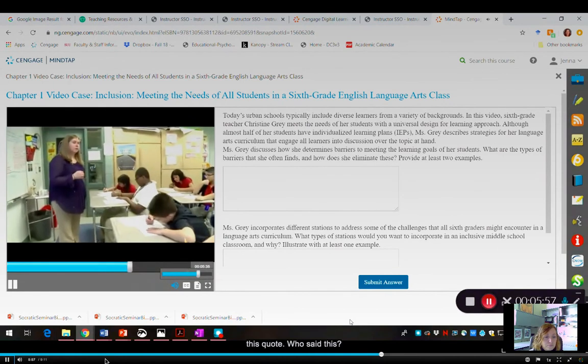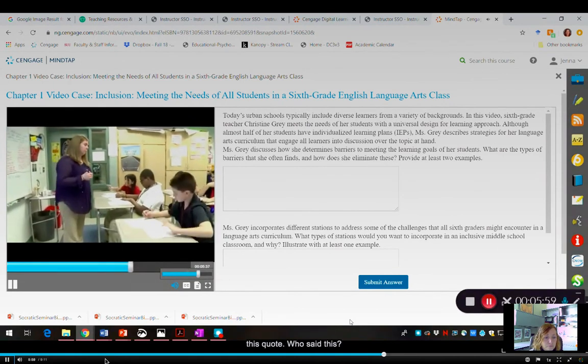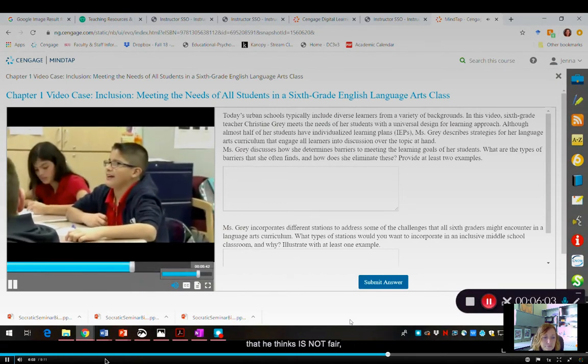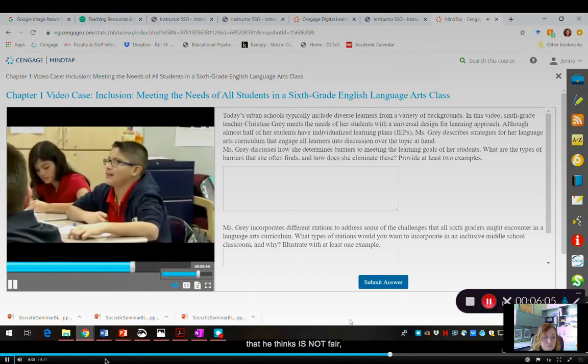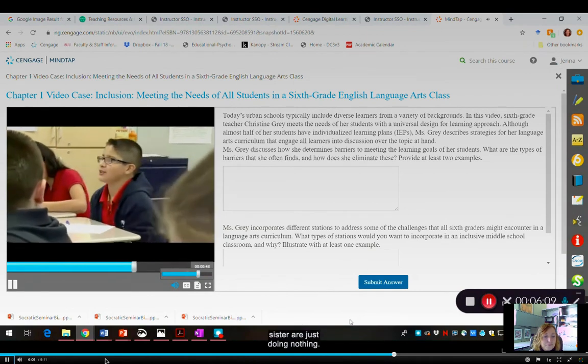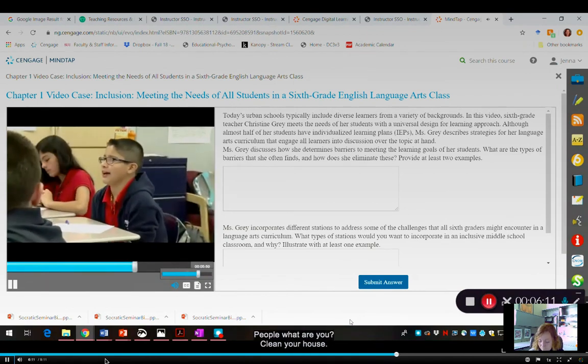Who's the source of this quote? Who said this, Jenna? He's an older kid, and he thinks that it's not fair that their brothers and sisters are just doing nothing while he's cleaning the house.